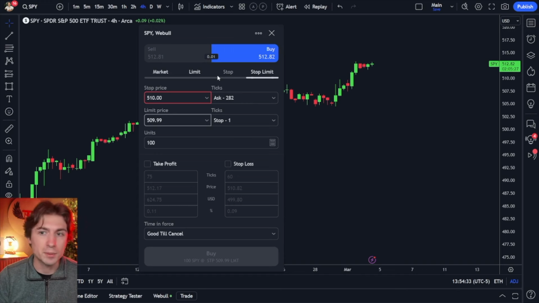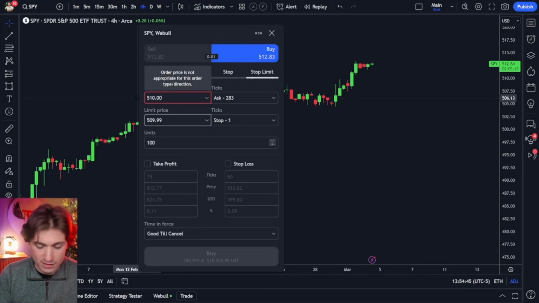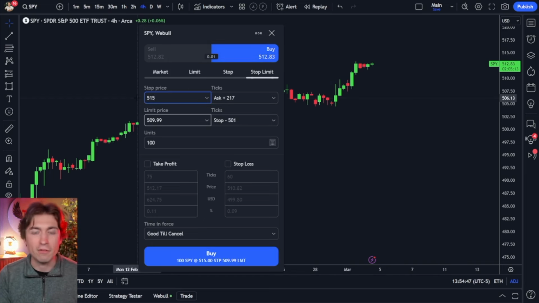Finally, we can talk a little bit about stop limit orders. This is basically if you want to set a buy stop or a sell stop, but you want to limit the price that you'll pay. So let's say we're taking a buy stop and let's say we're doing 515. Go back to our example, 515.